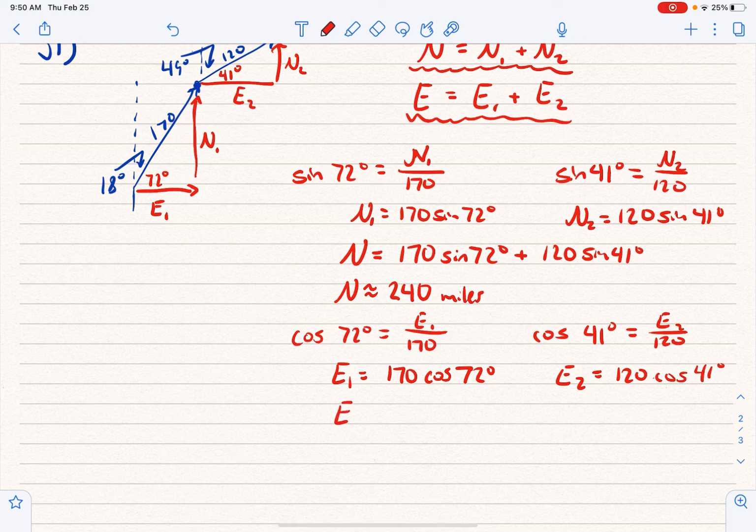And so therefore my total distance east, because that's the sum of E sub 1 and E sub 2, is the combination of these: 170 times the cosine of 72 plus 120 times the cosine of 41. So plug that all in. 170 times the cosine of 72, close the parentheses, plus 120 times the cosine of 41, close parentheses. And when you put that all together, I get that it's about 143.098, but everything's pointing towards 2 sig figs. So I actually have to round that down all the way to 140, okay?